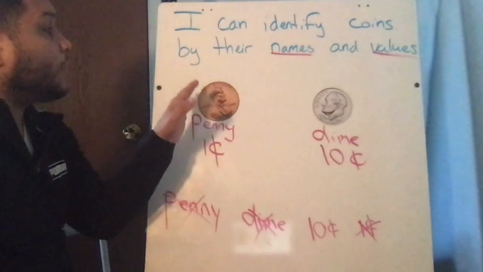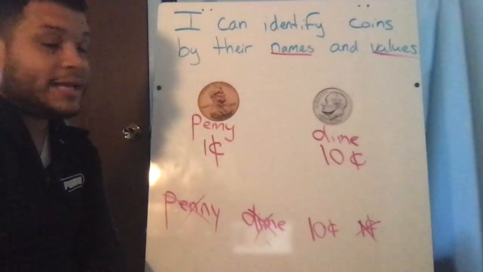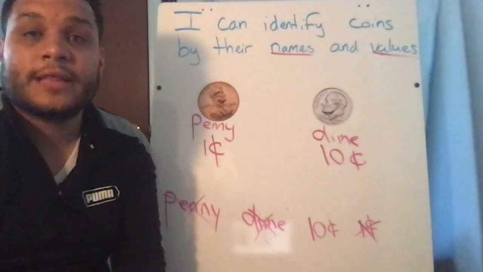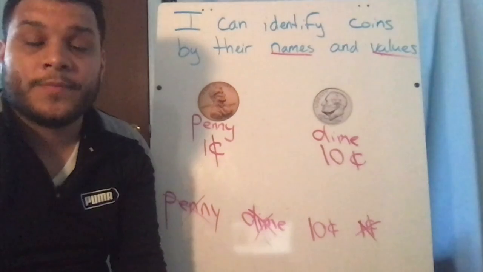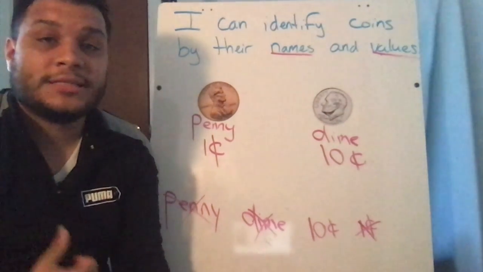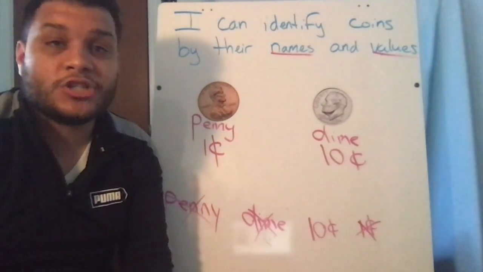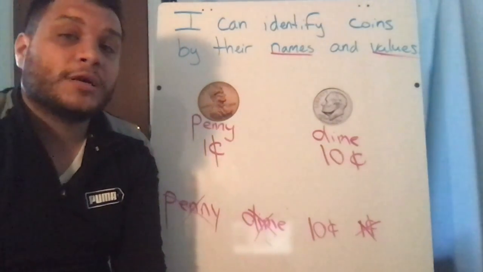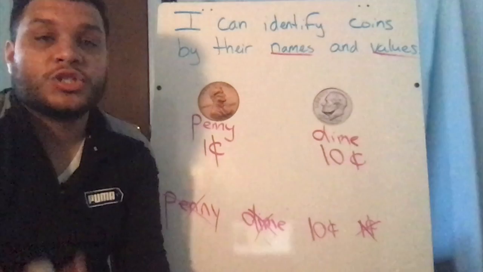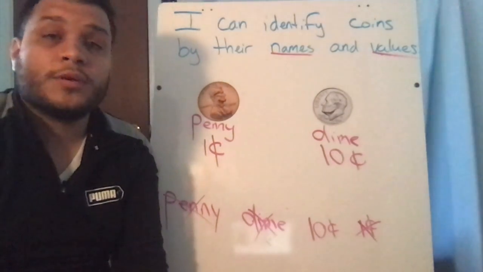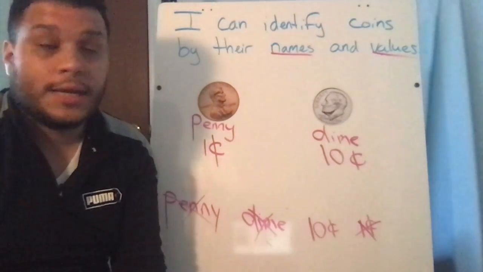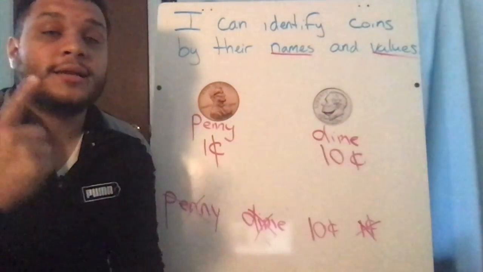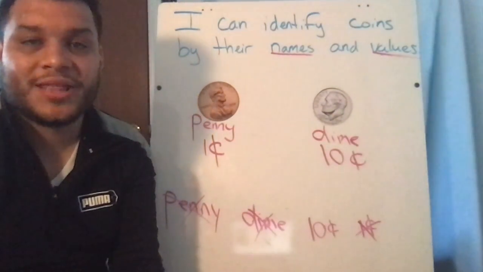Today we were able to identify coins by their names and their values. When you guys go into your Google Classroom, that's what you are going to be doing as well. There are going to be different types of questions. Some questions are going to ask you, how do these coins look? Other questions are going to ask you how much they are worth. Some other ones will also ask you their names. Make sure that you remember how the coins look, their names, and also how much they are worth.